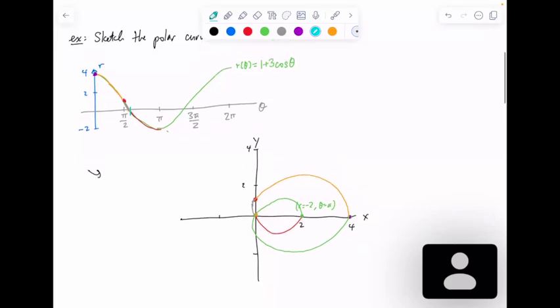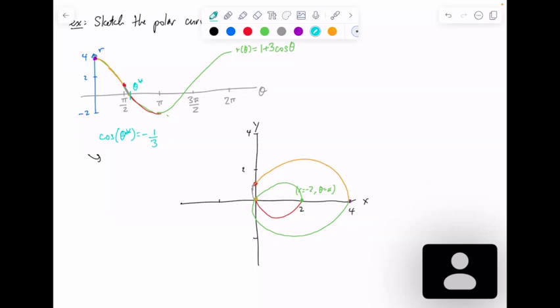Let's look at the precise point where r goes negative. At this turquoise color here, this is the angle theta star. I want when r is equal to 0, that means when 1 plus 3 cos theta is equal to 0. So theta star satisfies cosine theta star equals -1/3. You could solve this on your calculator and find precisely which theta star it is, but for our purposes, let's not care too much about this.